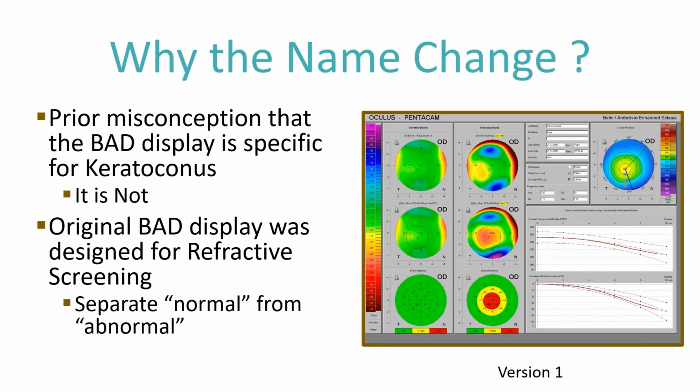You'll see the familiar vertical columns of the anterior elevation and the posterior elevation. You'll see the second row, which is the enhanced reference surface, and you'll see the pachymetric progression graph, very similar to what you have now. But what you'll notice is that there's no overall reading. In other words, there's no D values, and none of the indices are color-coded other than just the coverage.